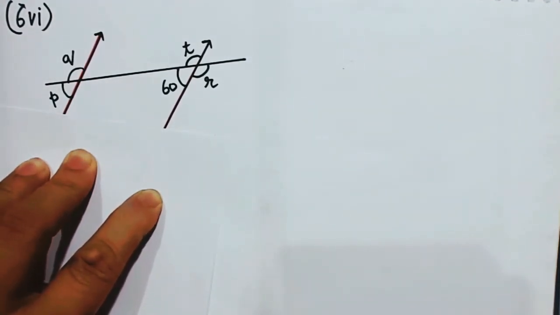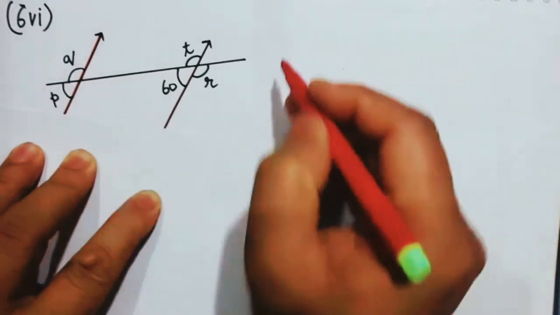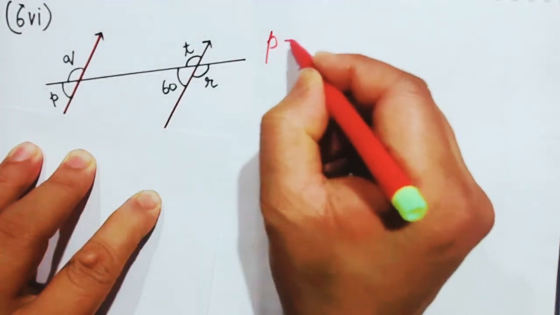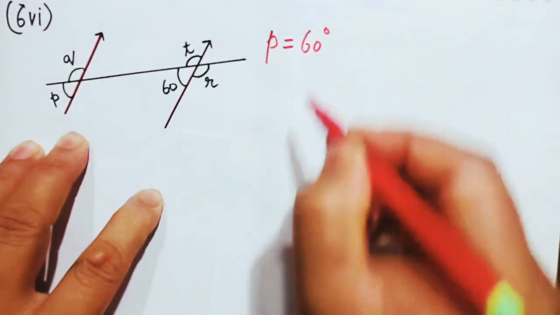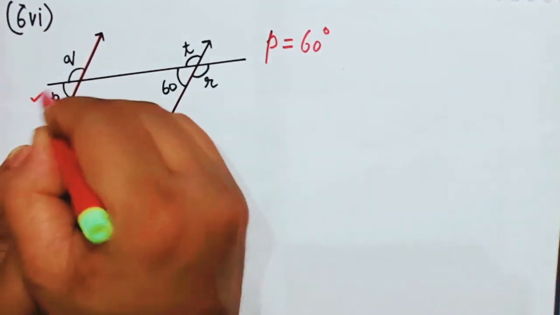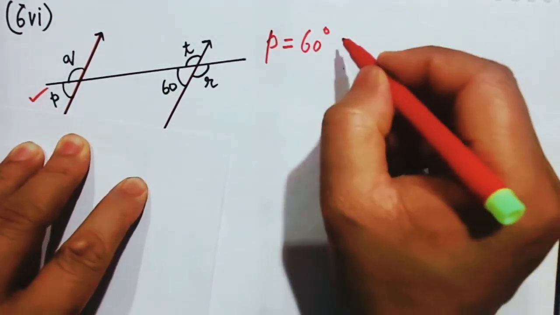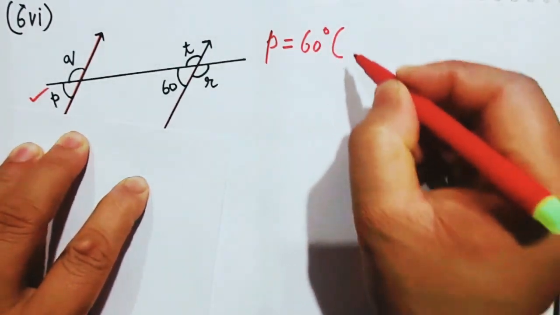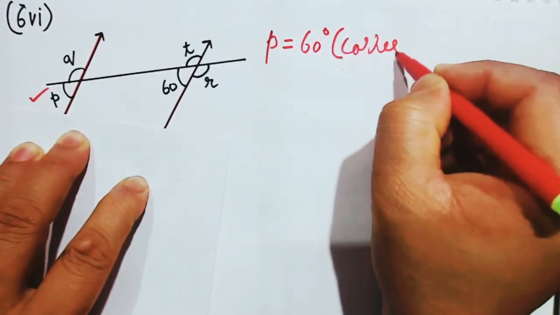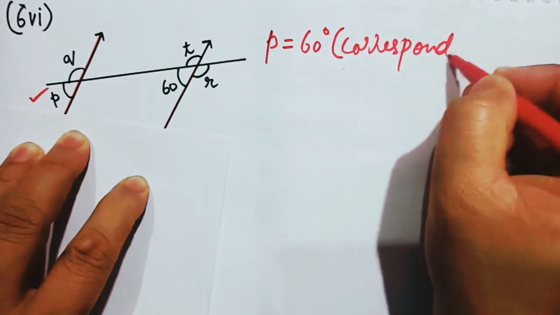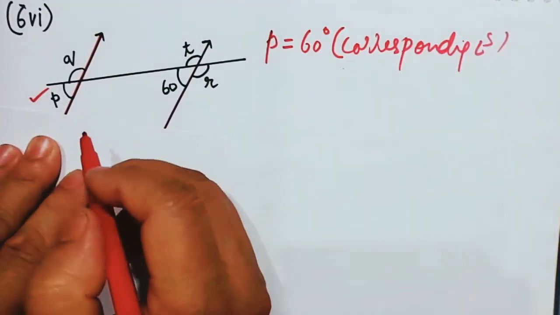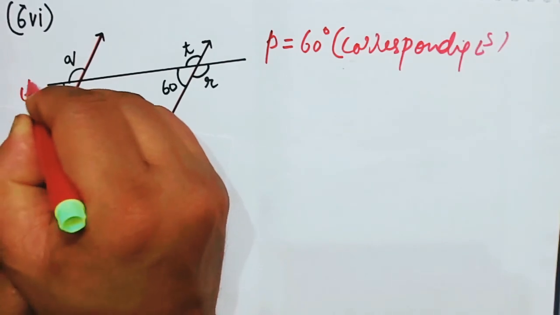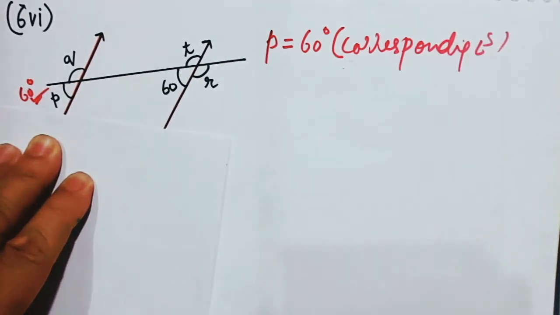How? Let me see. Do you think that P will be equal to 60 degree directly? Why will P be equal to 60 degree? Because they are corresponding angles. Very good. So I got the value of P directly as 60 degree. No confusion at all. Okay.